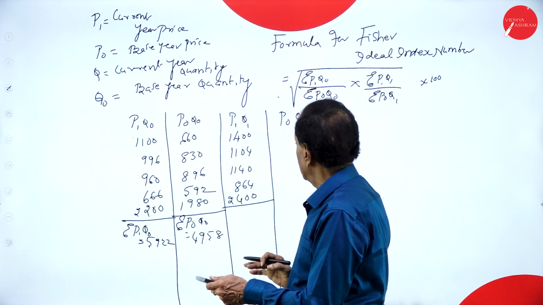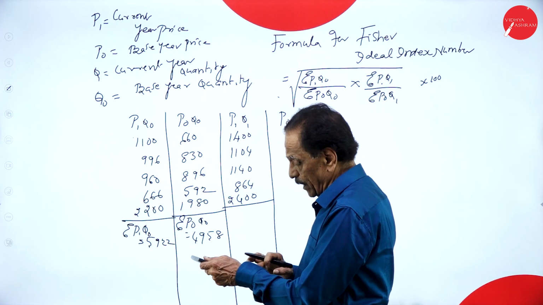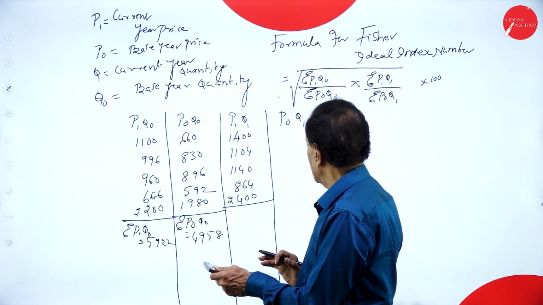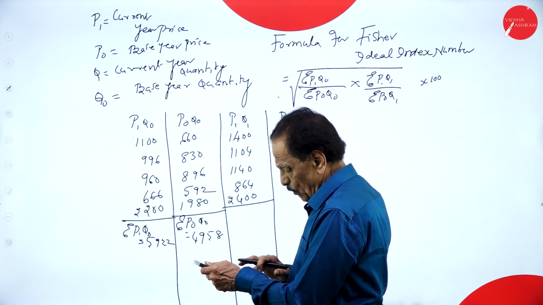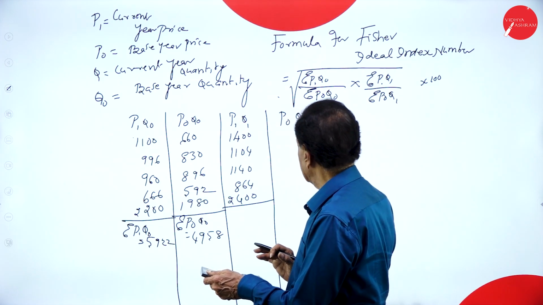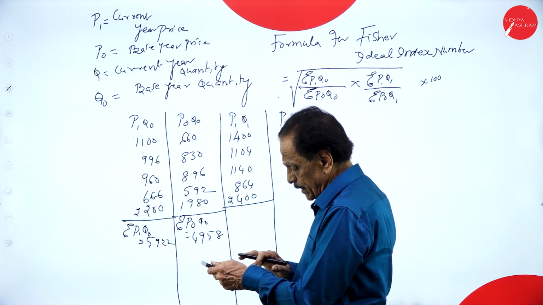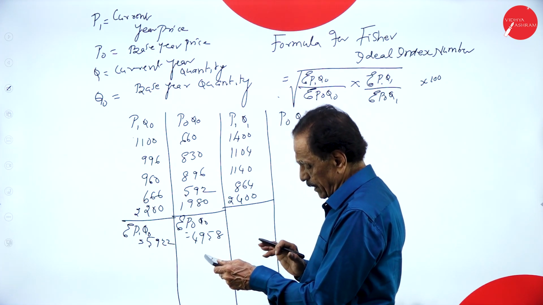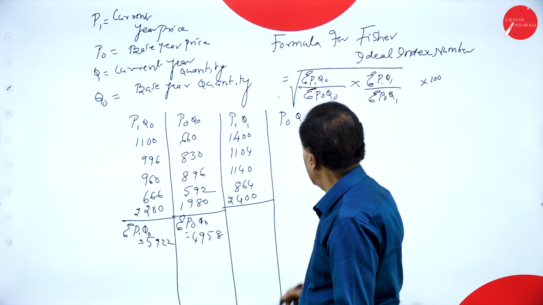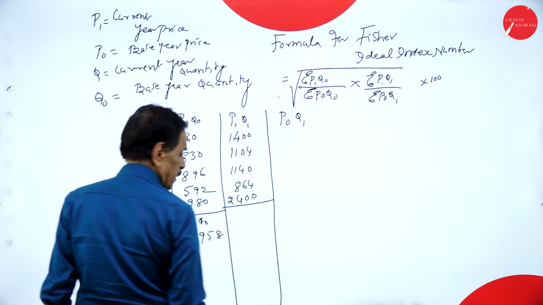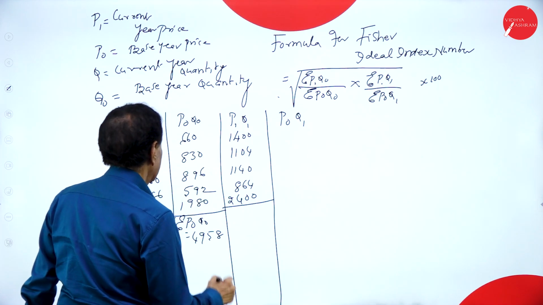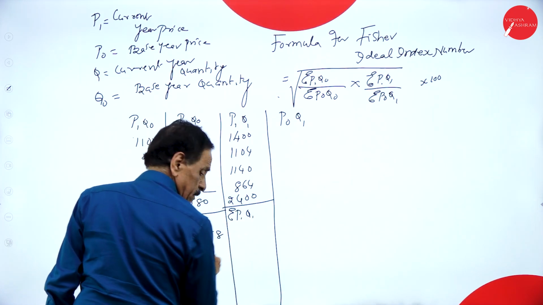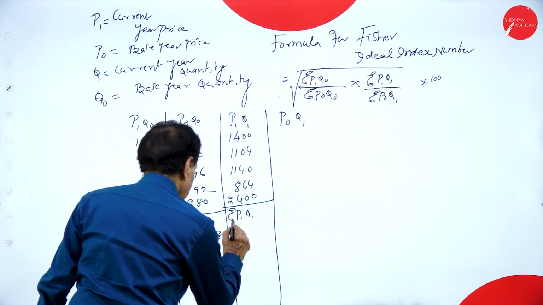Add: this is 1400 plus 1104 plus 1140 plus 864 plus 2400, 6908. This is 6908, sigma P1 Q1.